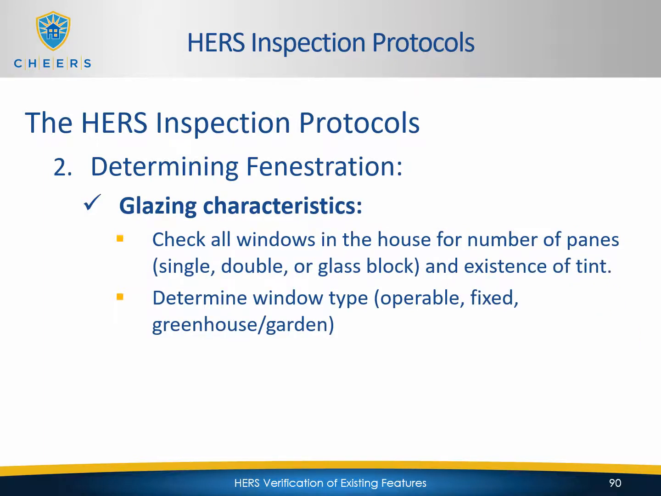You will also want to look at any kind of glazing characteristics the fenestration may have. You want to check all windows in the house for number of panes, single, double, glass block, whatever it may be, and the existence of any tint that you might be able to see. And then you want to determine the window type, whether it's operable, fixed, a greenhouse garden window, skylight, whatever it may be.